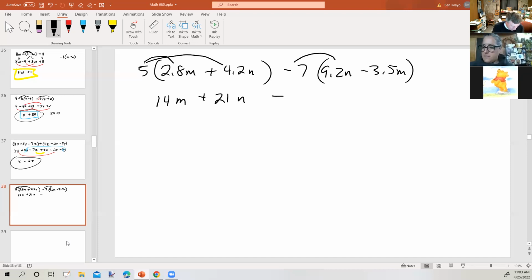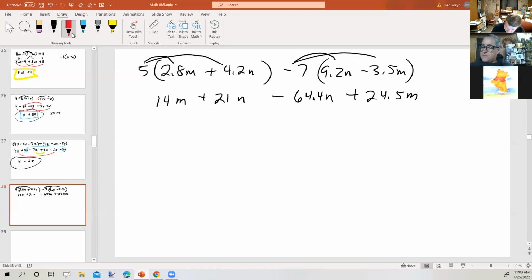Then minus 7 times 9.2n is minus 64.4n. Don't forget to put the variable. And then minus times minus is going to be plus. 7 times 3.5 is 24.5m. Okay. So I've distributed, I've gotten rid of the parentheses.